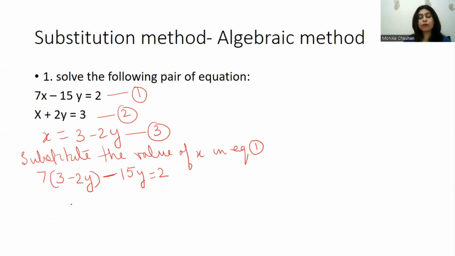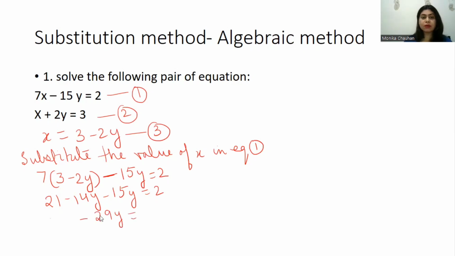Okay. So now you have to simplify the brackets as you always do. You have learned this. So 7 is going to be multiplied by 3. It's the distributive property. So 7 times 3 is 21, minus 7 times 2 is 14y, minus 15y is equal to 2. Now you have to combine the like terms, which you always do. So minus 14y and then you have minus 15y, so it becomes minus 29y.